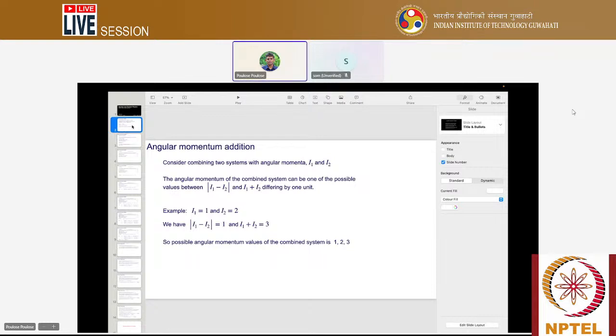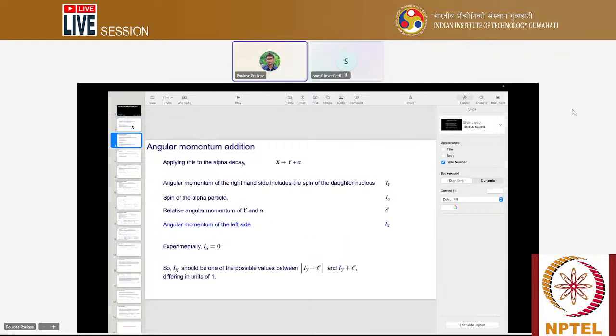Okay, so this is basically the rule for angular momentum addition. Whenever you combine two angular momenta, or whenever you think about a system which is made of constituents having angular momenta, we can consider this rule. This is what we have to consider. Say, for example, in our specific case where we have been discussing nuclear physics, the alpha decay of a nucleus. Let us consider a nucleus X decaying to nucleus Y and an alpha particle.